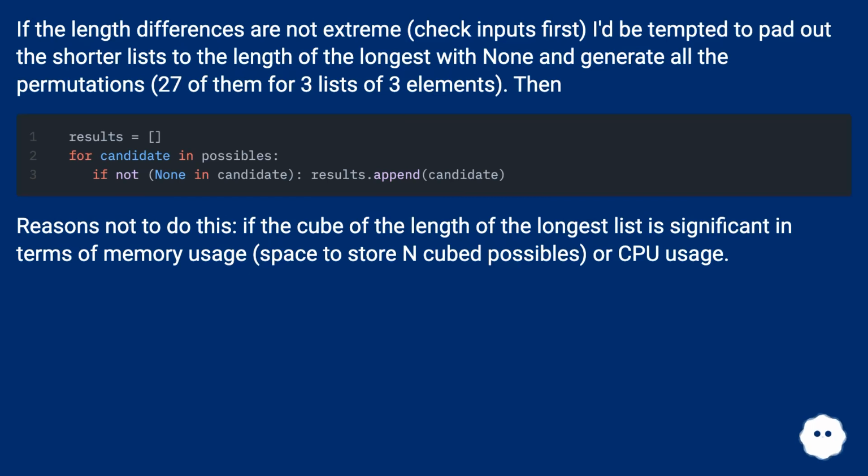reasons not to do this: if the cube of the length of the longest list is significant in terms of memory usage, space to store n cubed possibles, or CPU usage.